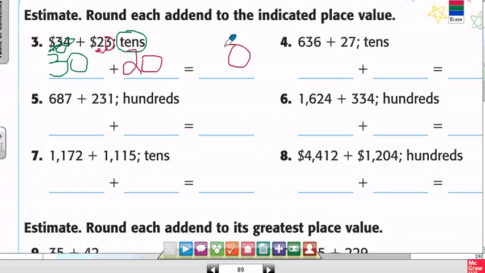5, not 4. Number 5 says round to the nearest hundreds. Okay. 687, what number's in the hundreds place? 6. Then look at the number to the right. What does the 8 say? So what's 1 plus 6? 7. And replace each of the numbers with? 0.